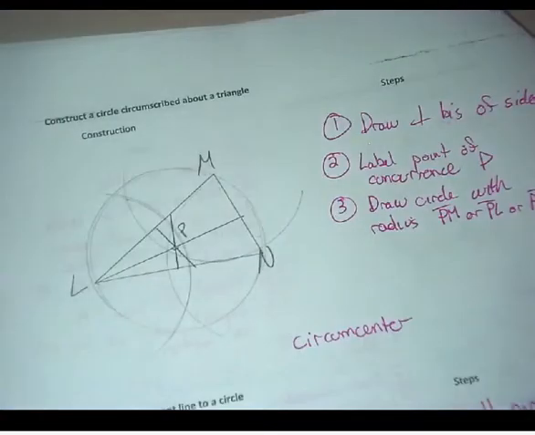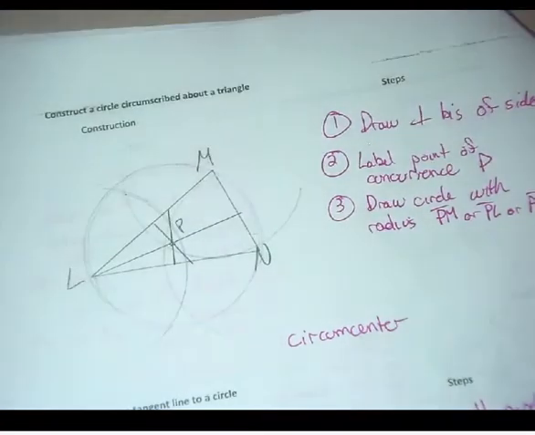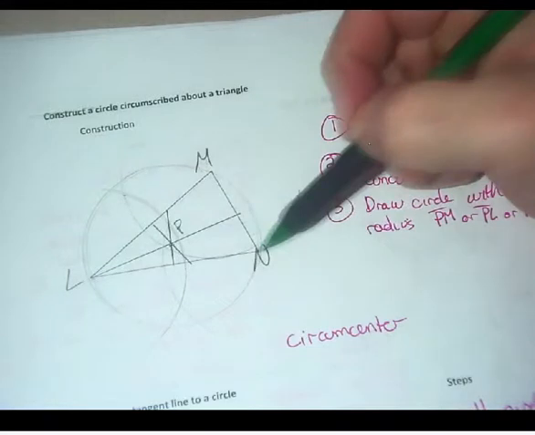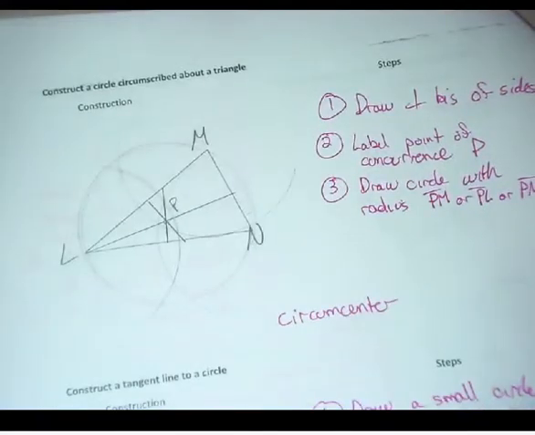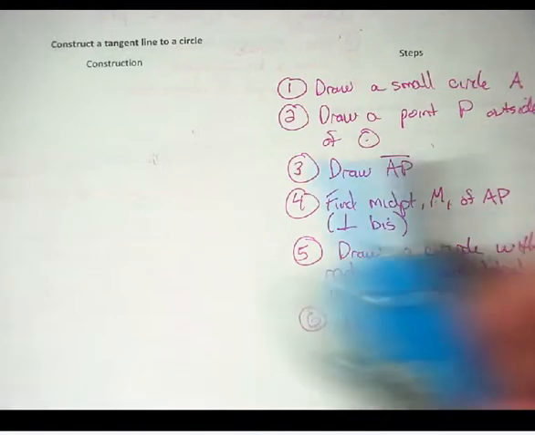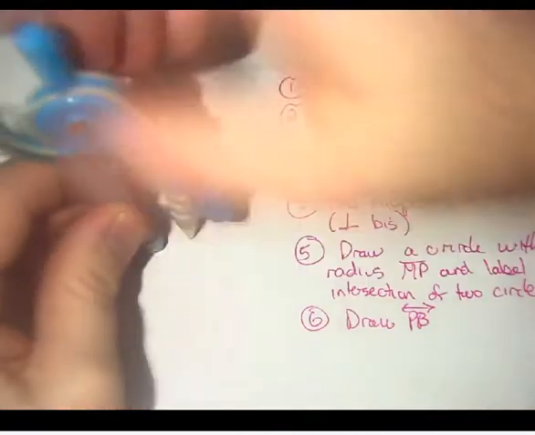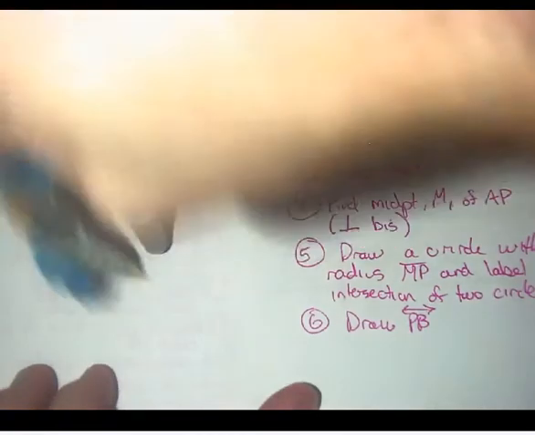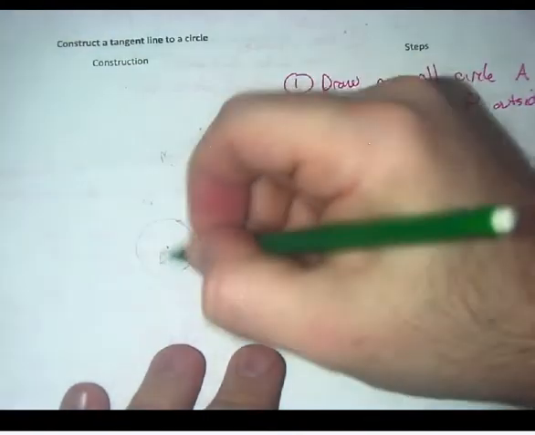Worked pretty well. I got my circle, so the vertices just touch right there, and I got a circle circumscribed about the triangle. Next, a tangent line to a circle. So I'm going to make a small circle, and label my center A.